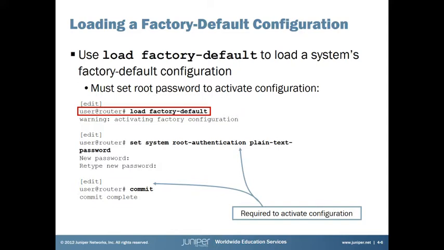Now, the factory default configuration comes in with no passwords, nothing. One of the things you must do before you can commit any configuration at all on the device is set a password. You can't commit anything until you put a root password on it, and the command for that is set system root-authentication plain-text-password, which is the command for setting the root password.